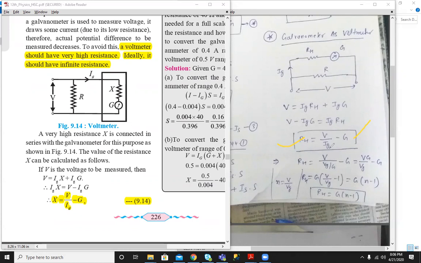Here, Ig can be determined by the voltmeter's voltage upon its resistance. So just put here, G comes above, and V by Vg. Here V by Vg, V is the required voltage and Vg is the galvanometer voltage. So the required range to be increased is n equal to V by Vg. So here this V by Vg becomes n. I just kept G as common. So this is your formula if the range is given.